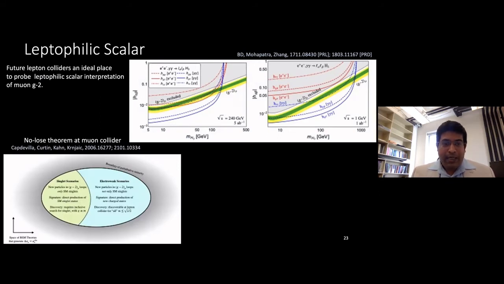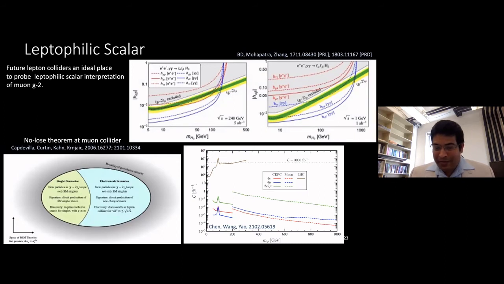But there's another interesting thing you can do if you have, for example, a muon collider. There's a kind of no-lose theorem that was proposed in a paper, that you are guaranteed a signal in the muon collider if the muon g-2 is there. So that's a motivation for a muon collider, for instance. I'm sure Tao will like it.